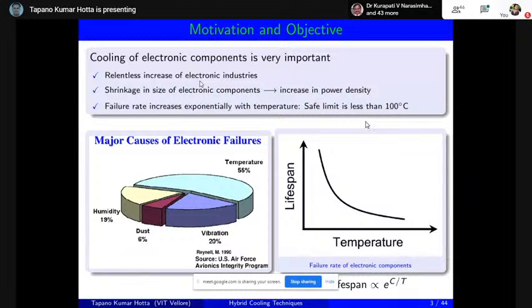Not only are the electronic industries rising, the component size is also becoming smaller and smaller. If you recall, a few years back, the kind of desktops and laptops you were using were quite heavy. But nowadays, even in a simple mobile, you are able to do all the steps that you usually do on a laptop. So that means the size is becoming very compact.